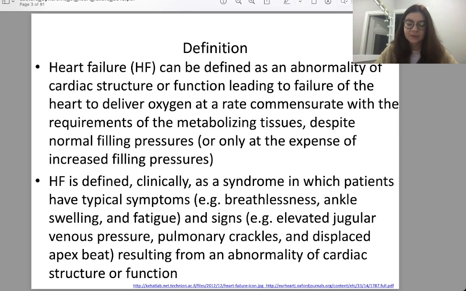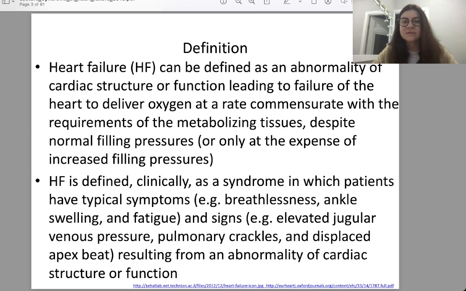Let's start. Definition. Heart failure can be defined as an abnormality of cardiac structure or function leading to failure of the heart to deliver oxygen at a rate commensurate with the requirements of metabolizing tissues, despite normal filling pressures, or only at the expense of increased filling pressures.